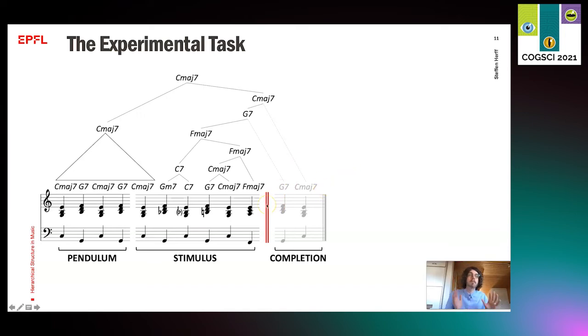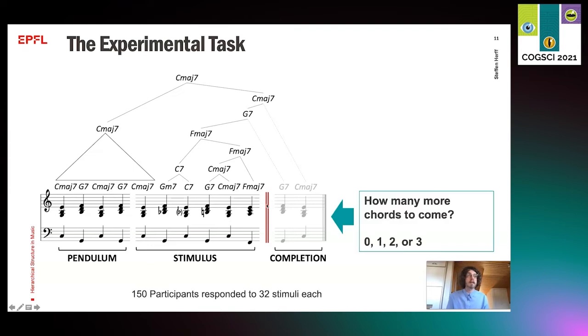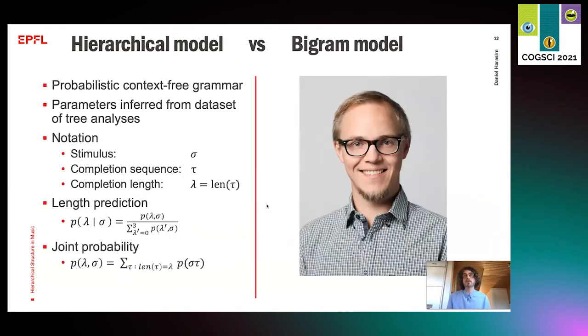And then we used these complete or incomplete stimuli and presented them to 150 participants and asked them, hey, how many more chords are to come before this musical phrase is complete? And then we used these perceptual responses and compared them with the predictions of two grammar models, one of which was a hierarchical model and the other one being a more local bigram model. These models were created and implemented by Daniel here, and I will just quickly summarize what he did.